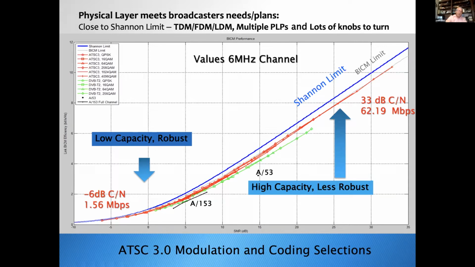On the left, on the bottom is low capacity, very robust. Look, the Shannon limit's approaching all the way when you go up there. And look, you get 62.19 megabits a second, high capacity, less robust. So again, the comparison to ATSC 1 is a really big deal. Basically, ATSC 3 provides a dense set of operating points that span a very large range of carrier to noise operating points. That's the takeaway from that one.